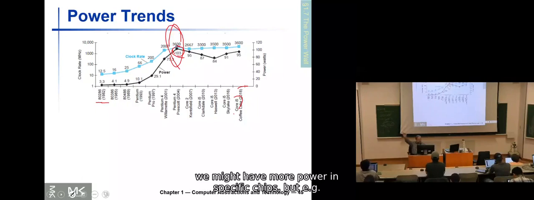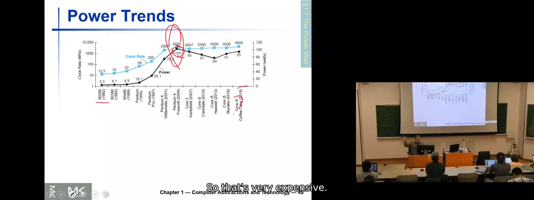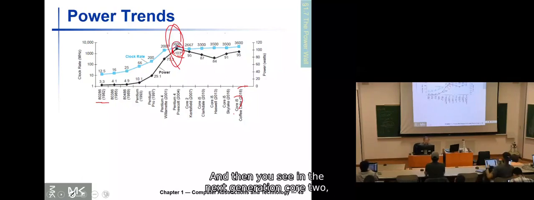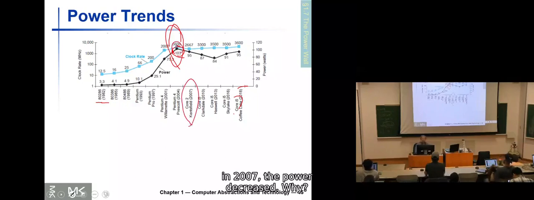We might have more power in specific chips, but with, for example, a cooling mechanism of liquid nitrogen. Yeah, so that's very expensive. But for personal computers, we cannot use that kind of cooling system. But here it stopped. And then you see in the next generation, Core 2, in 2007, the power decreased.